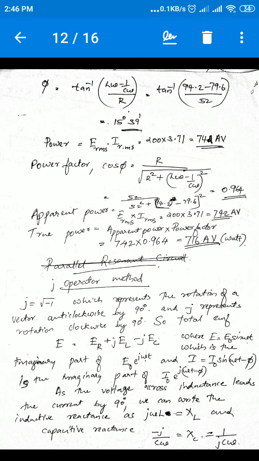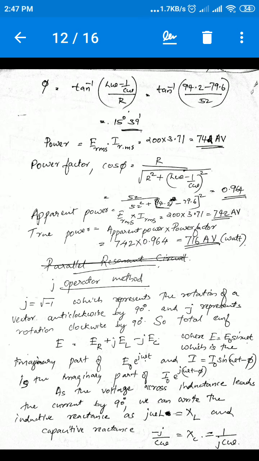Now the voltage across the inductance leads the current by 90 degrees, and we can write the inductive reactance as J into omega L. The resistance offered by the inductor is the inductive reactance, and it is J into omega L. Because it is leading, we have multiplied it with a J, leading 90 degrees.